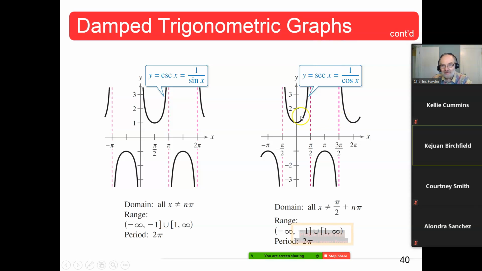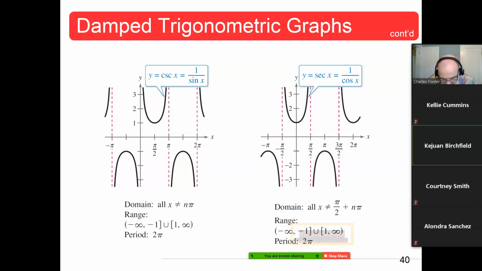Perfect. Number 2, the graphs of the tangent, cotangent, secant, and cosecant functions all have blank asymptotes. Here they are. Those are your asymptotes. What do we call them? Which way are they heading? Vertical. Vertical asymptote. Very good. Number 3, to sketch the graph of a secant or cosecant function, first make a sketch of its blank function. Reciprocal function, you got it.